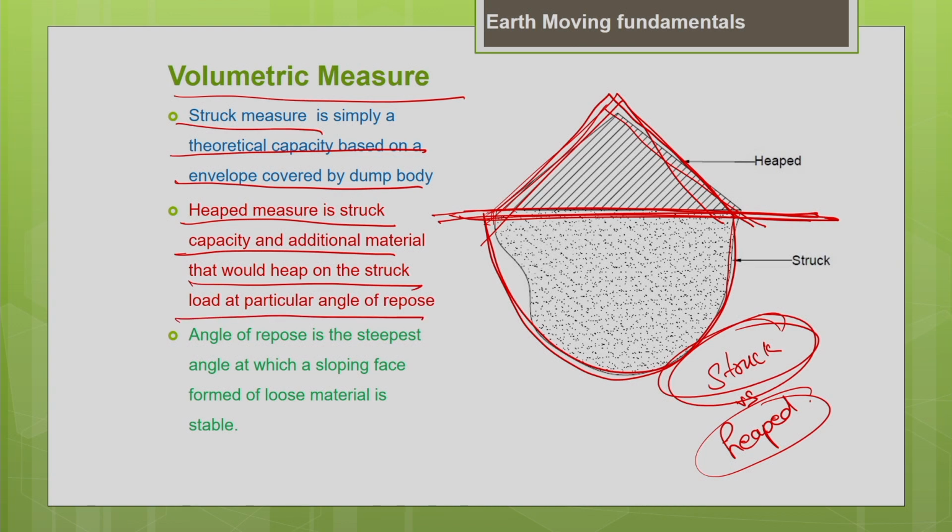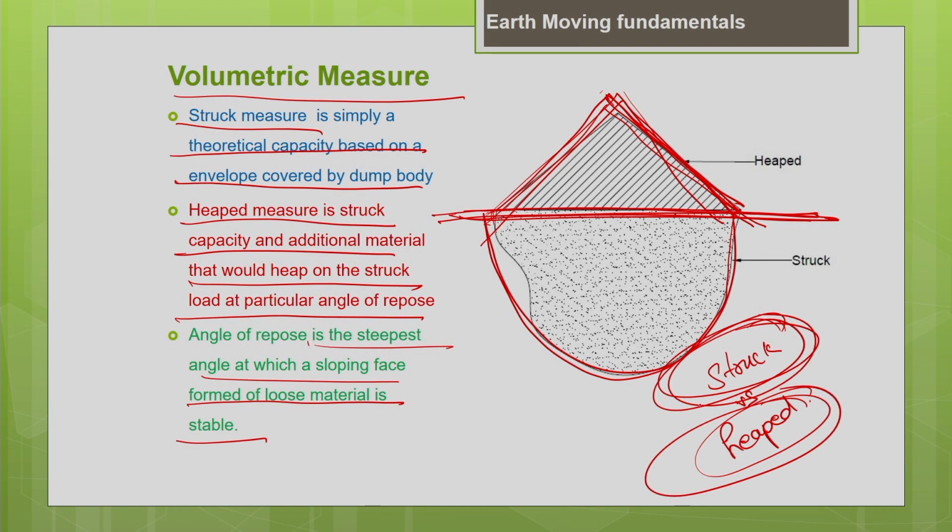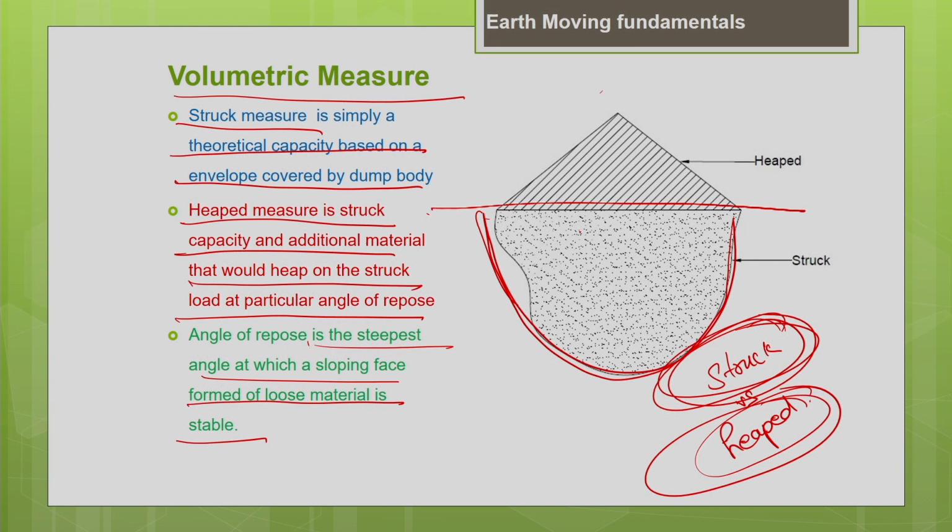So angle of repose is the steepest angle at which the sloping face formed of loose material is stable. It will vary from material to material. So this is the difference between the strut capacity and the heap capacity. Strut means you are going to strike off level and measure. That is strut capacity. Heap means you heap the material at a particular angle of repose and measure the volume. So very commonly we use only the heaped volumetric measure.